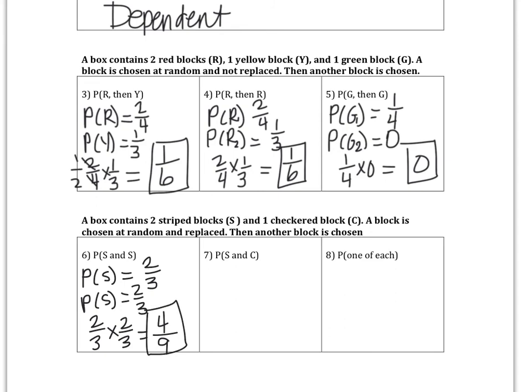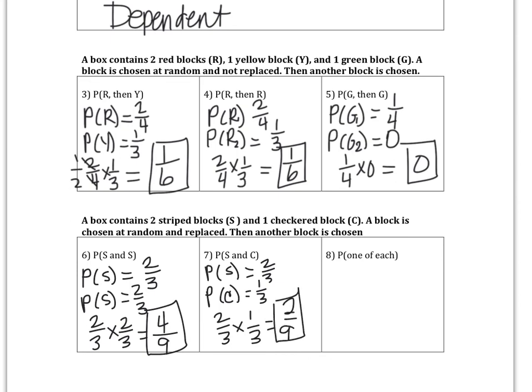Okay, number 7, the probability of a striped is 2/3. And then the probability of a checkered is 1 out of 3. And then you multiply your 2 events. 2/3 times 1/3 is going to be 2/9.